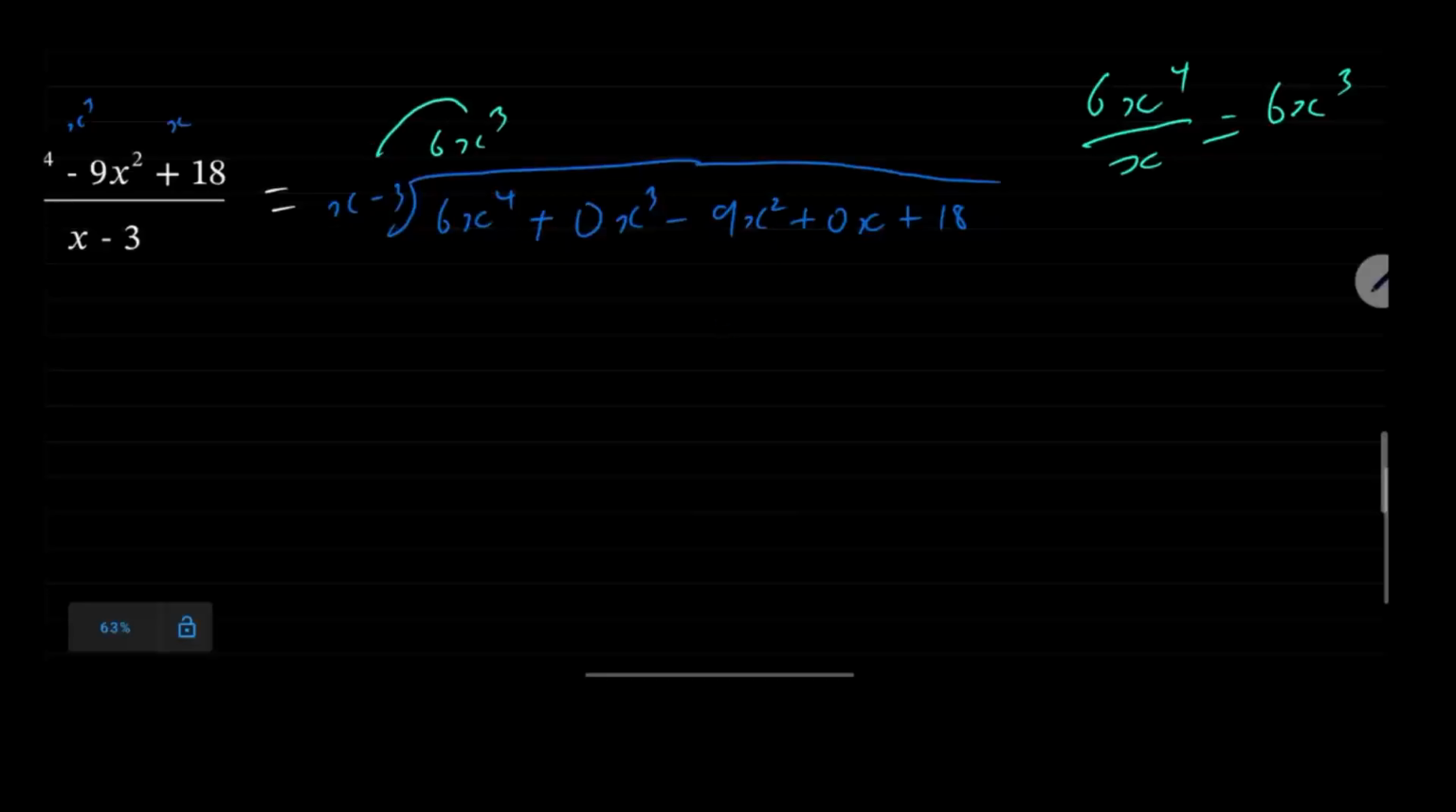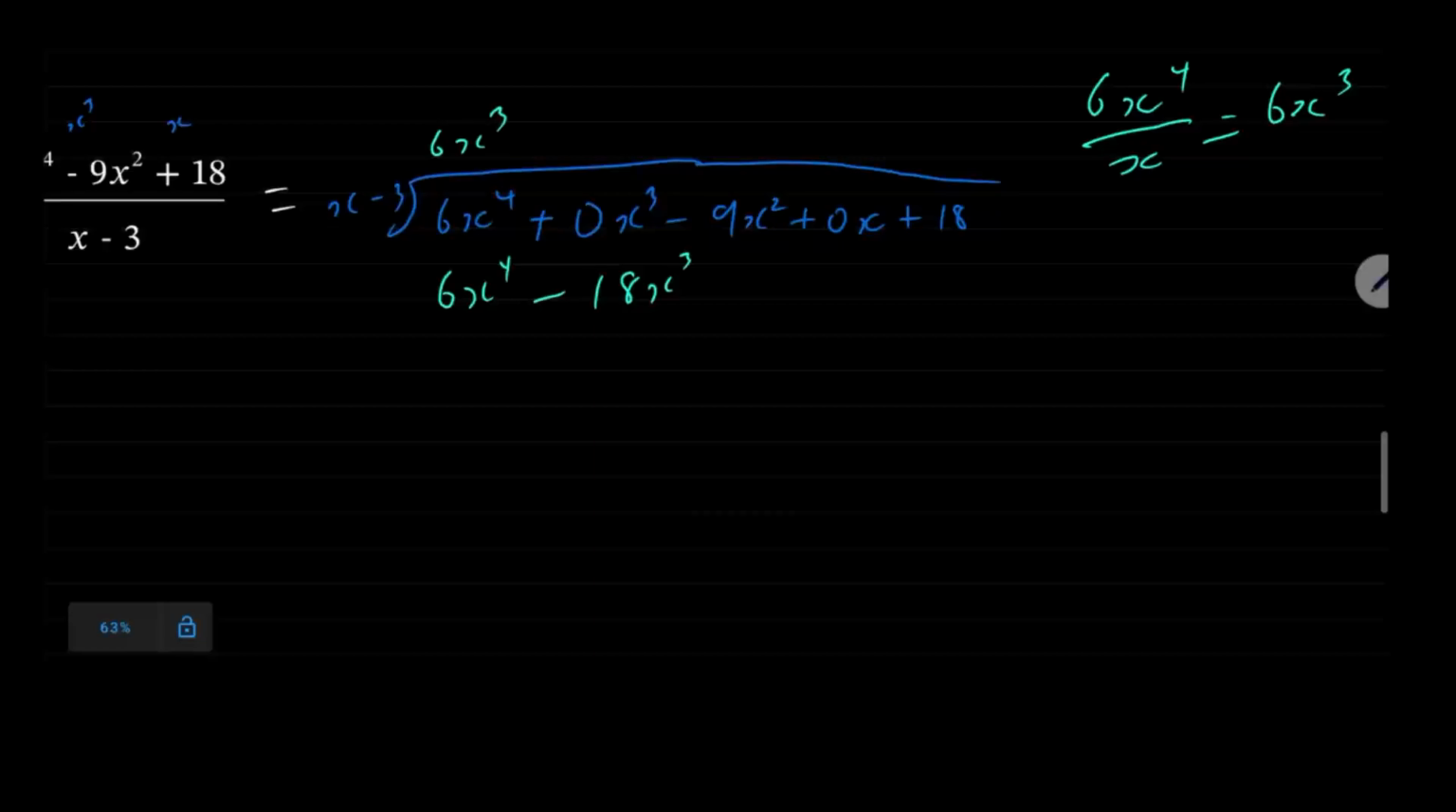Now when we do that, what are we going to get? We get 6x exponent 4, because this is x times x. And then what about the negative 3? 6x cubed times negative 3: 6 times 3 is 18, so we have negative 18x cubed. The x cubed follows. Pretty clear.